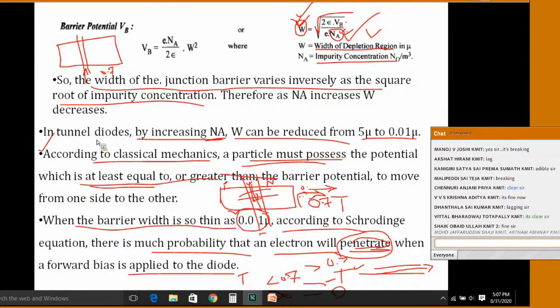Now once again I am revising the tunneling concept. What is this tunneling? In the normal diodes, what is going to happen? According to the normal mechanism, the first point I told about the tunnel diode is the width of the depletion region.